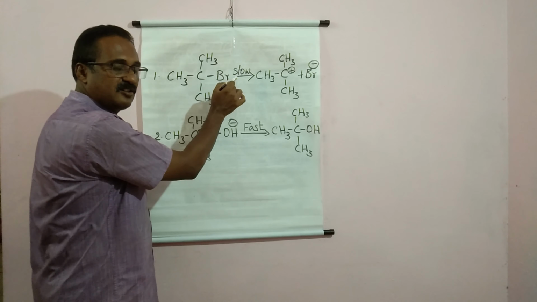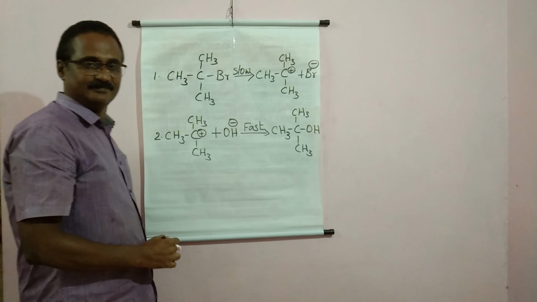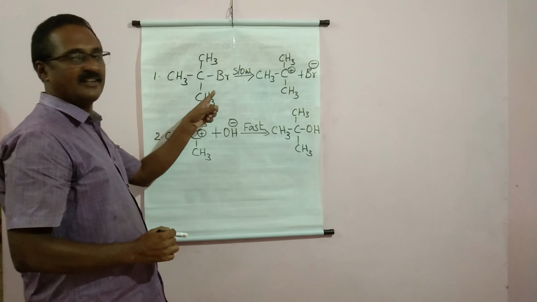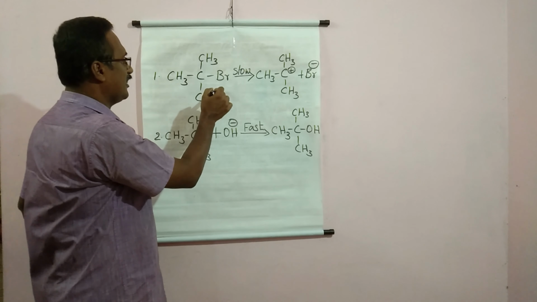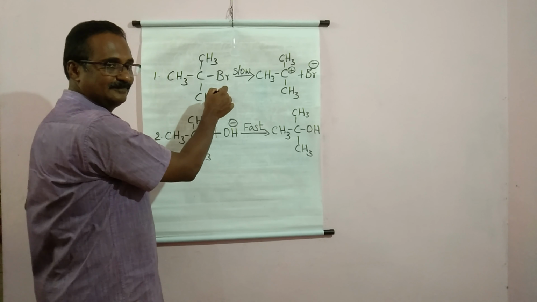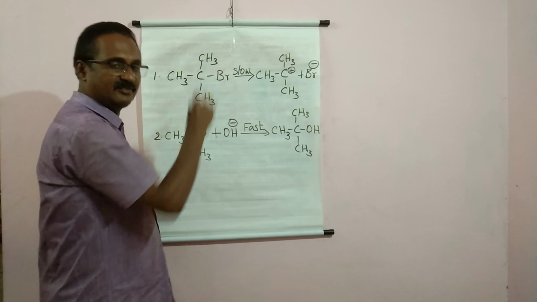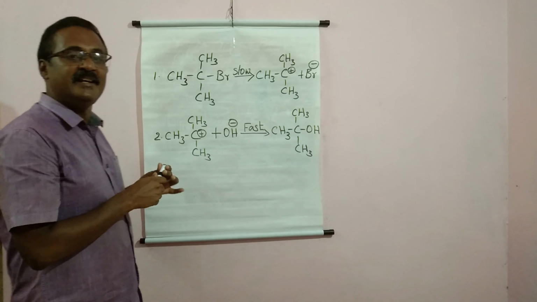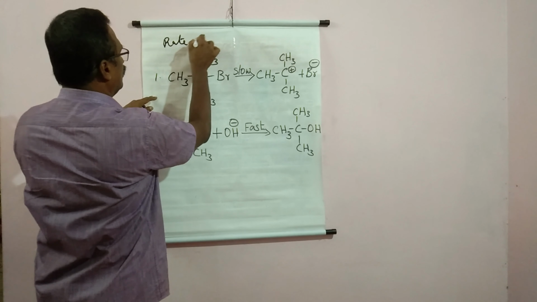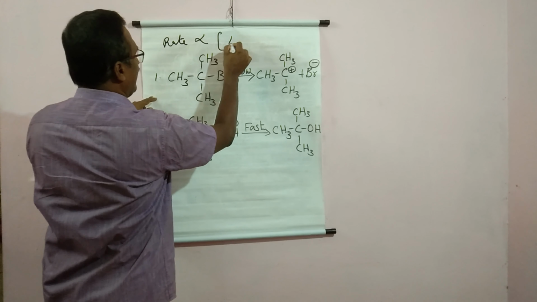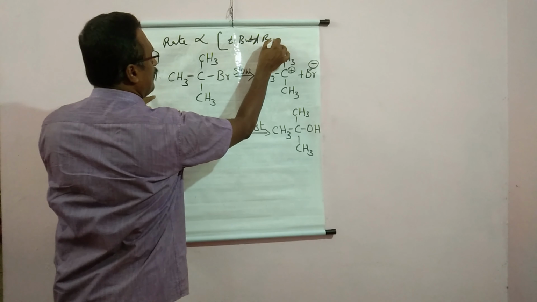The first step is the slowest step. That means it is the rate determining step of the reaction. That is, the rate of the reaction depends only on the concentration of tertiary butyl bromide. This is the step which determines the rate of the reaction. Therefore, in an SN1 reaction, the rate is proportional to the concentration of the substrate, here the concentration of tertiary butyl bromide.